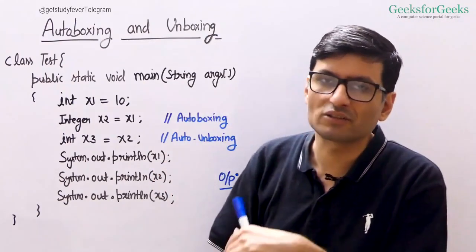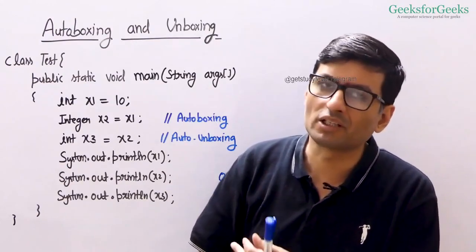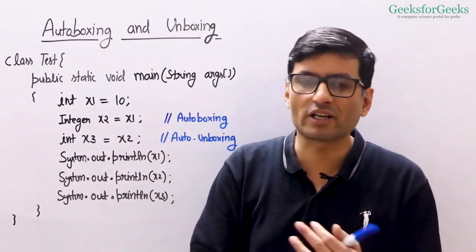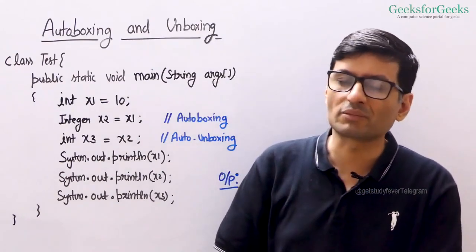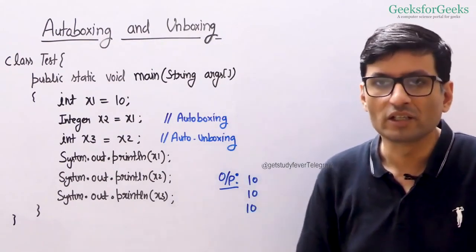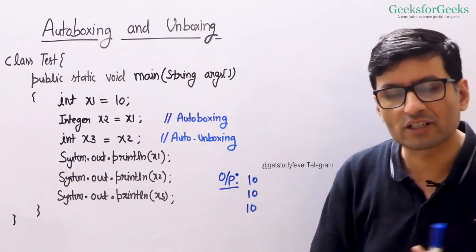Auto boxing is when your primitive type variable becomes the corresponding wrapper class object. Int becomes Integer automatically and Integer becomes int automatically. Similarly, char becomes Character, and Character becomes char.